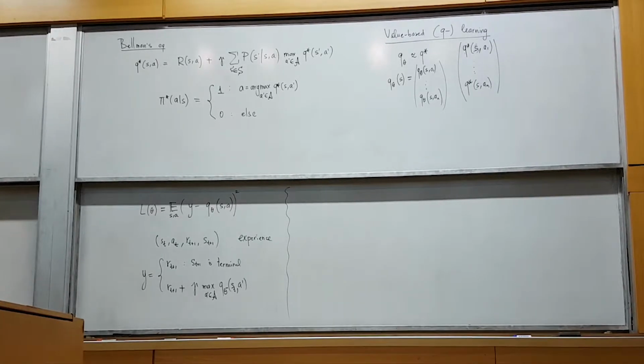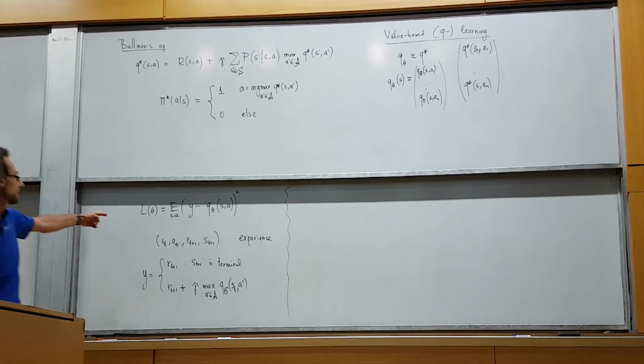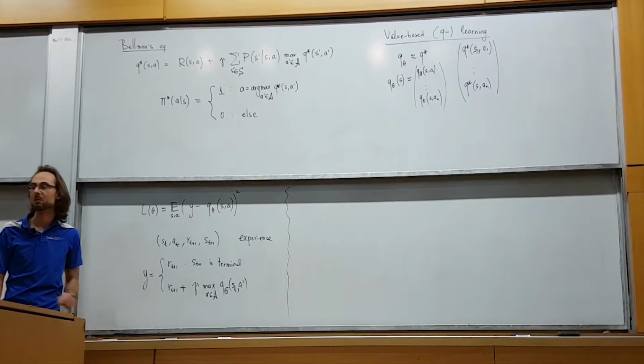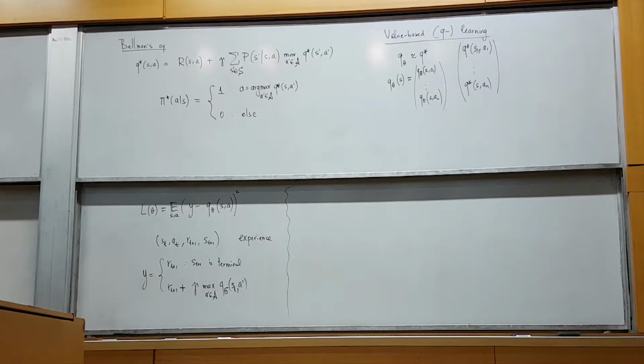So I guess it's not a complete answer, but basically you will need to learn a lot. You will need to crunch a lot of such training examples to get something useful. And of course you never get Q star. You get some approximation of it.